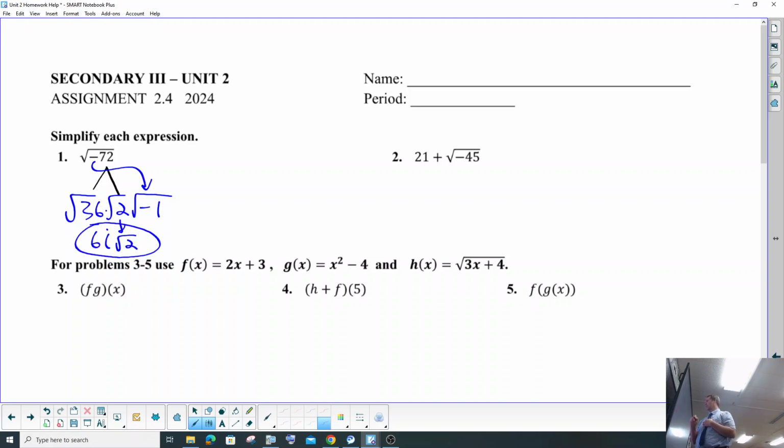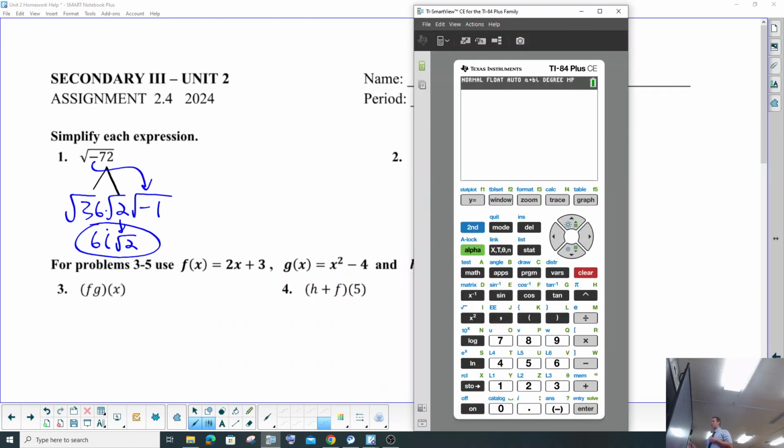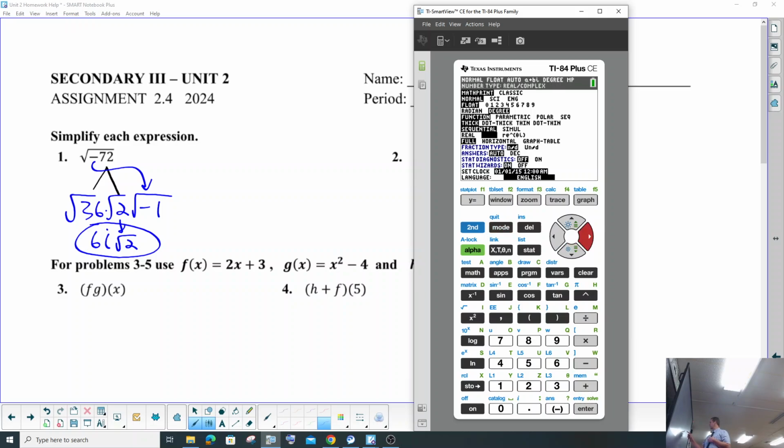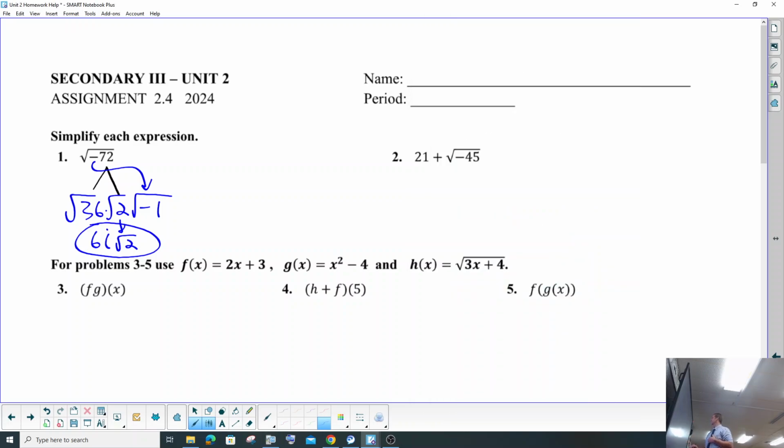Wayo. There we go. So if you have a graphing calculator, you can also double check your work. You just have to make sure your mode is in complex numbers. If we did the square root of -72, we would get an answer like that, which is the same as 6i times radical 2. Yeah, we did it right.